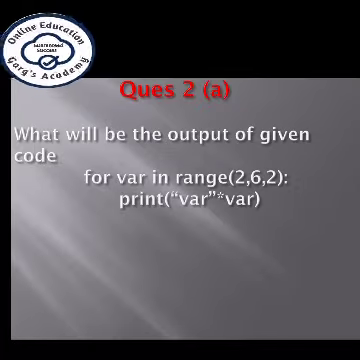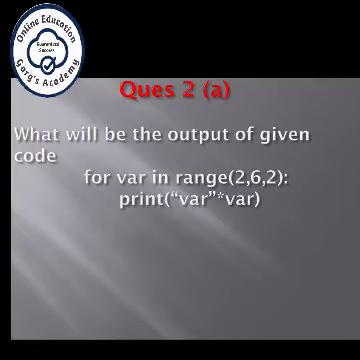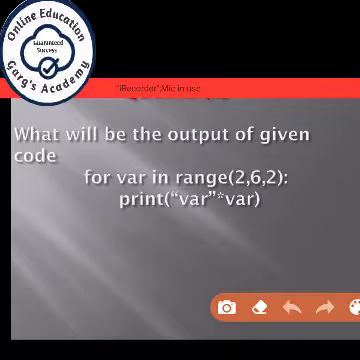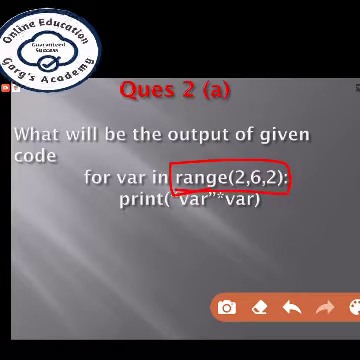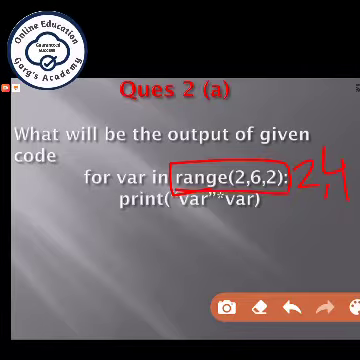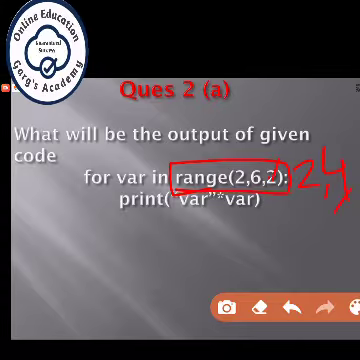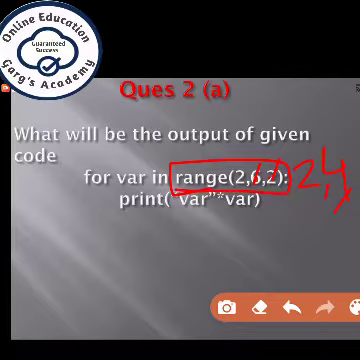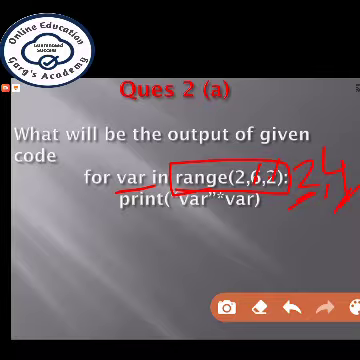What will be the output of the given code? For var in range(2, 6, 2): print(var * var). So students, here you should see carefully. First of all, it will create a list whose values will be 2 and 4. It will take the first value 2, then add 2 and become 4. Then after adding 2 again, it will become 6, but 6 is the last index, so it should not be included. Now this variable var will take this value 2 the first time and 4 the second time.